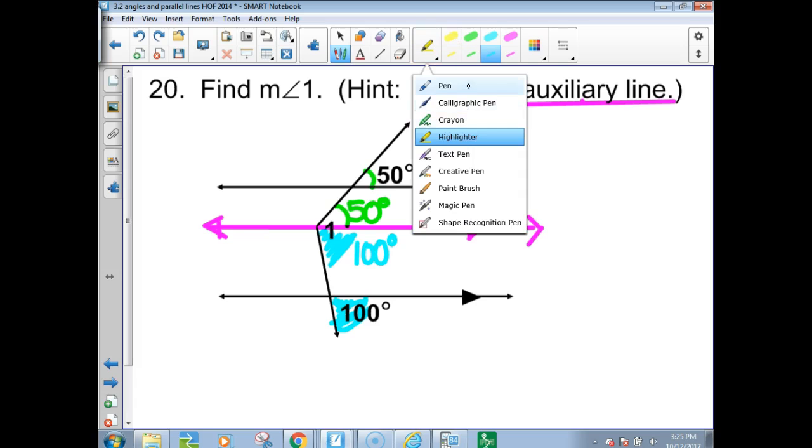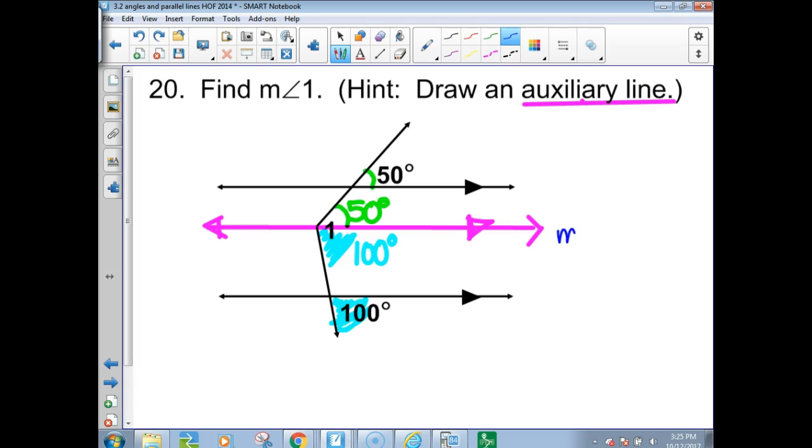I think a lot of you saw that. Okay, now, the measure of angle 1 then, we just figured it out. We're going to put together 50 and 100 to get 150 degrees.